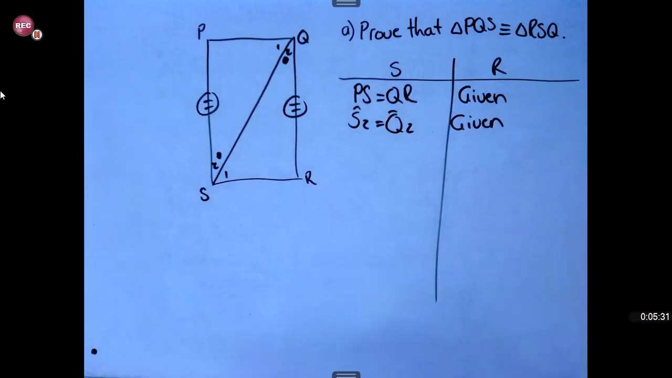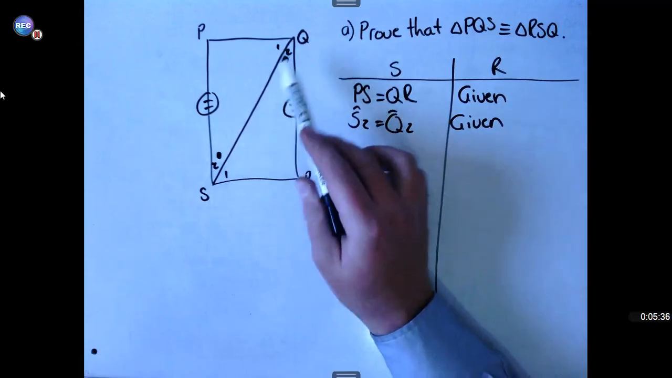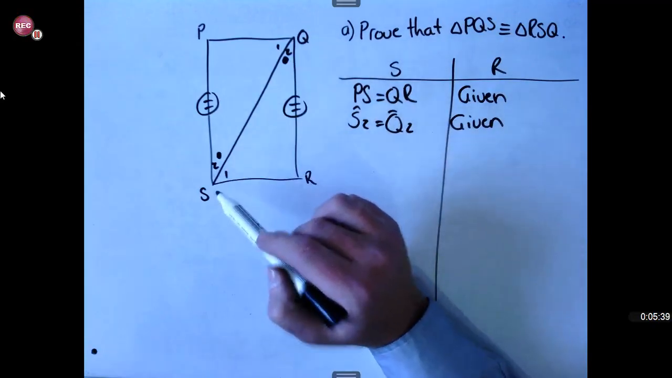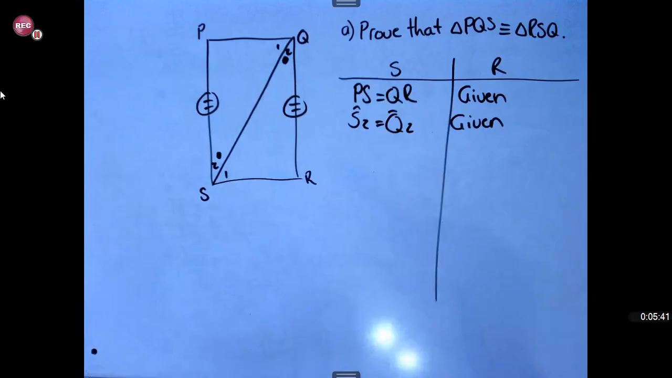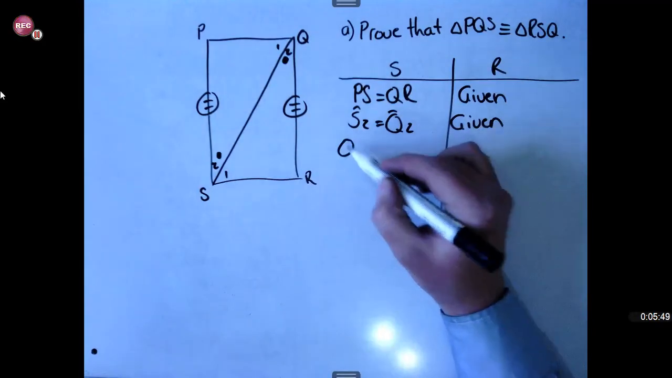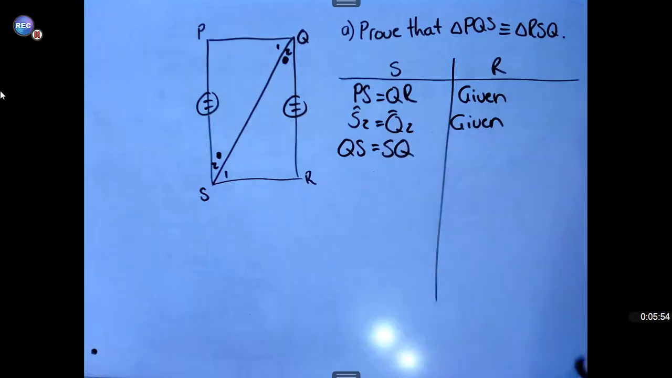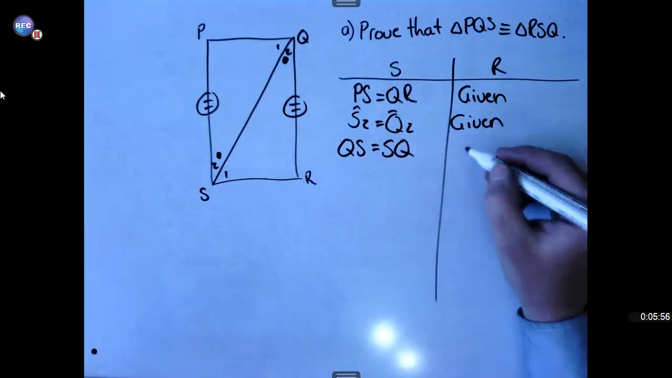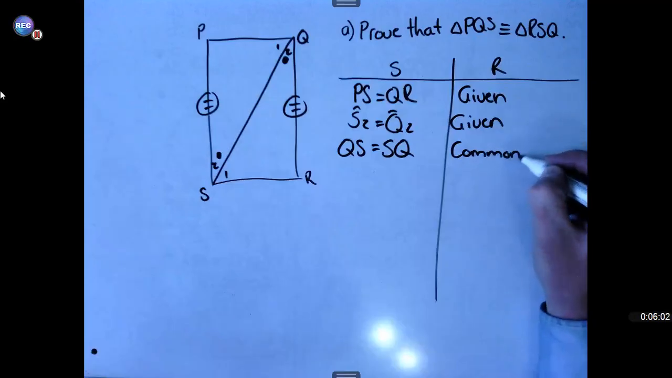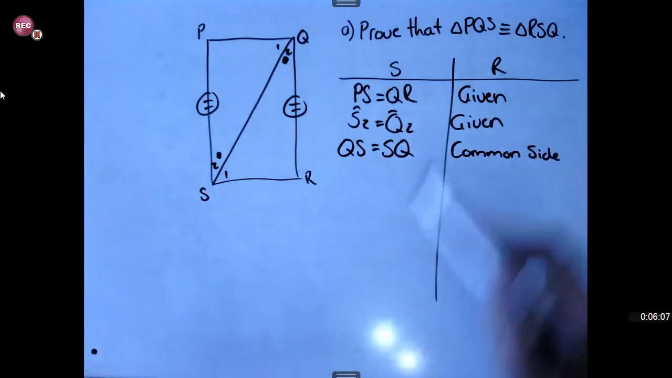Then, as I've said, this diagonal over here is shared by both the triangles, which means it should be the same length. So both the triangles' sides there should be the same. So what you then say is side QS is equal to side SQ, or you could say QS, it's up to you. And the reason for that is because it's a common side. Why do I say it's a common side? It's because it's shared by both the triangles.